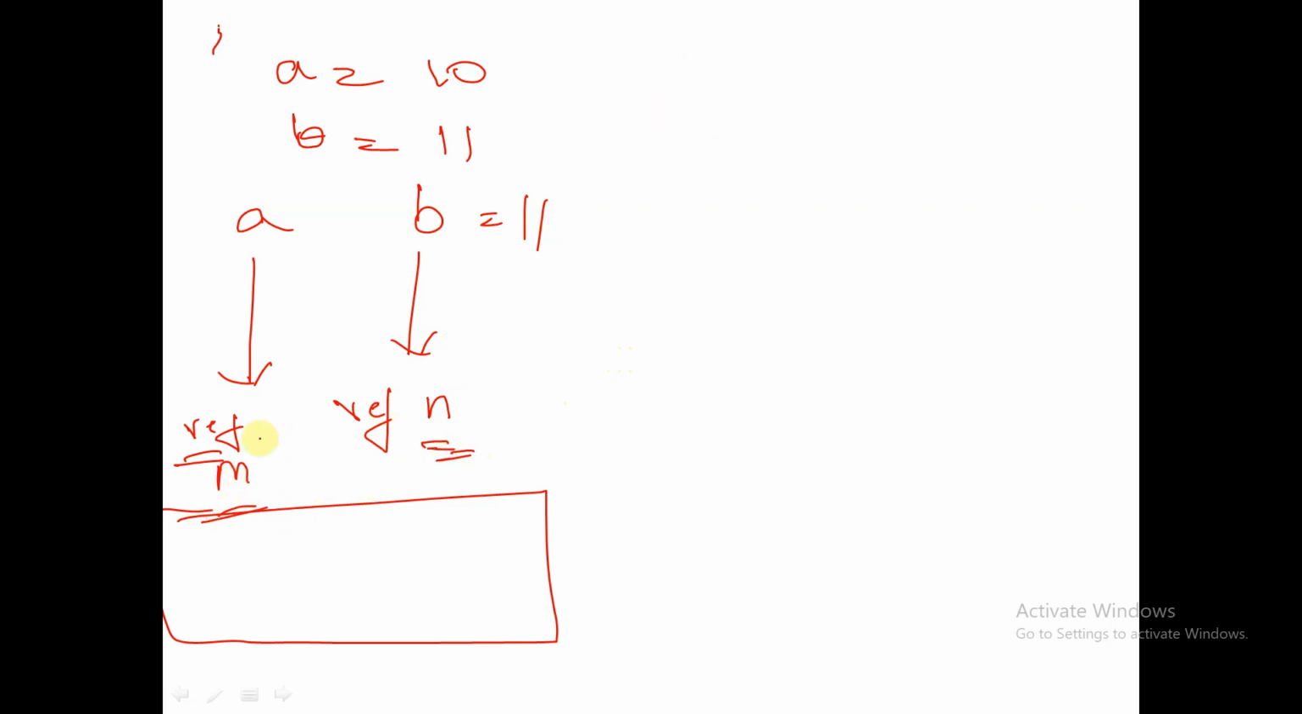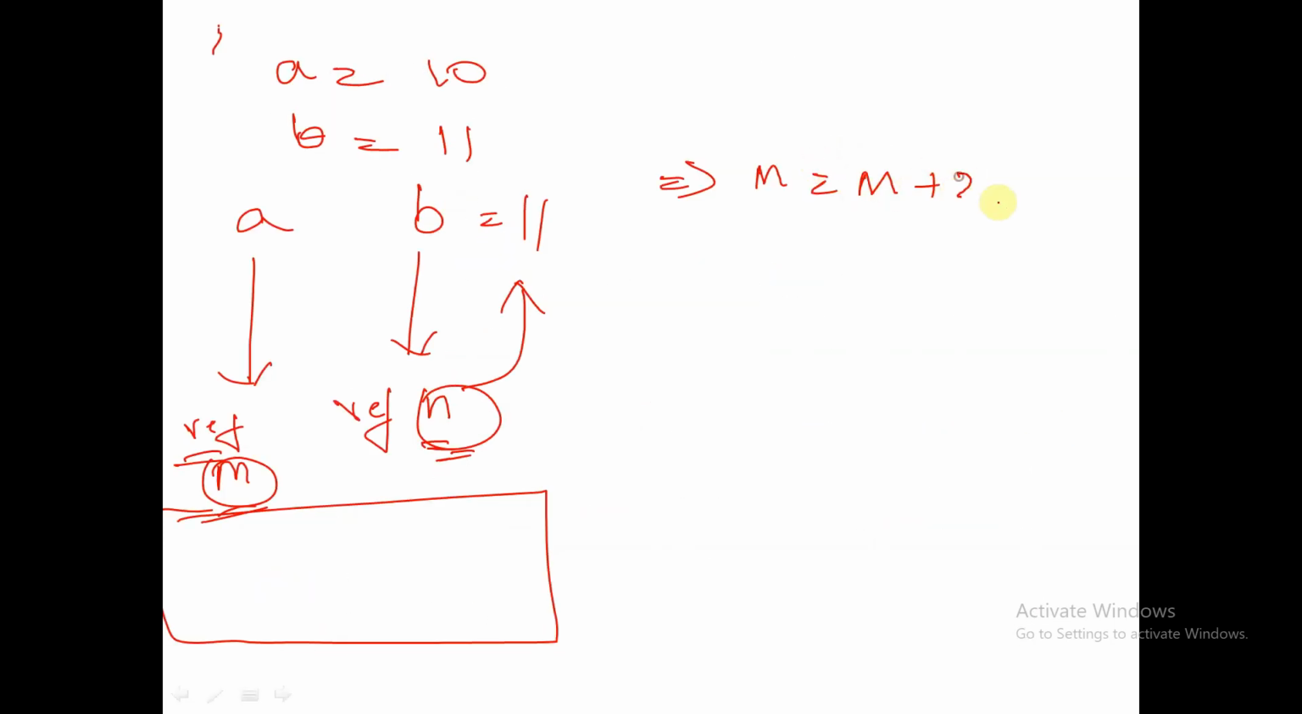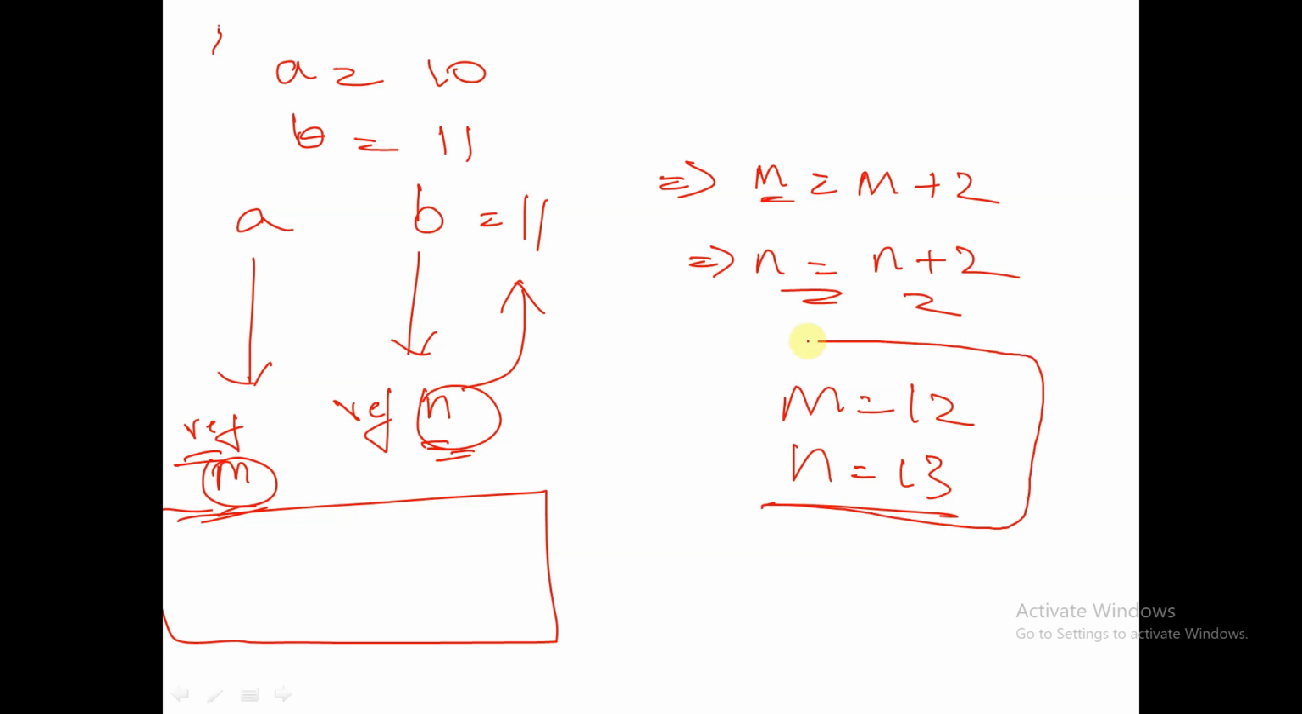So any changes made to these arguments m comma n are reflected globally. So what happens inside my function is m is equal to m plus 2 and n is equal to n plus 2. So m, which is equal to a, is 10 plus 2, so m will be equal to 12 and n will be equal to 13. These values are reflected back globally to my original variables a comma b. So a will be equal to 12 and b will be equal to 13.